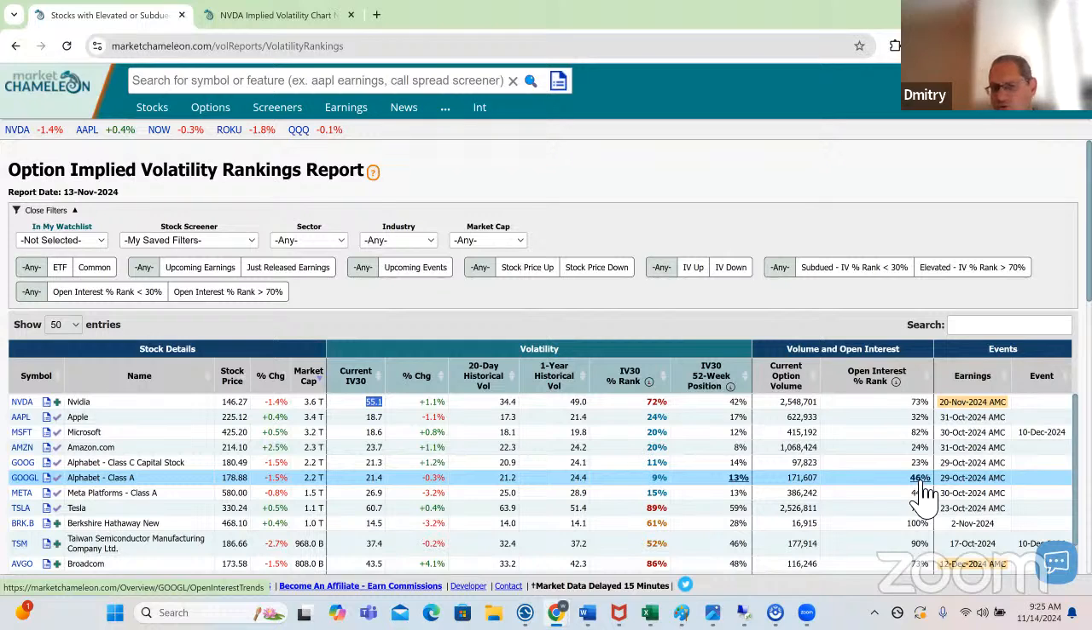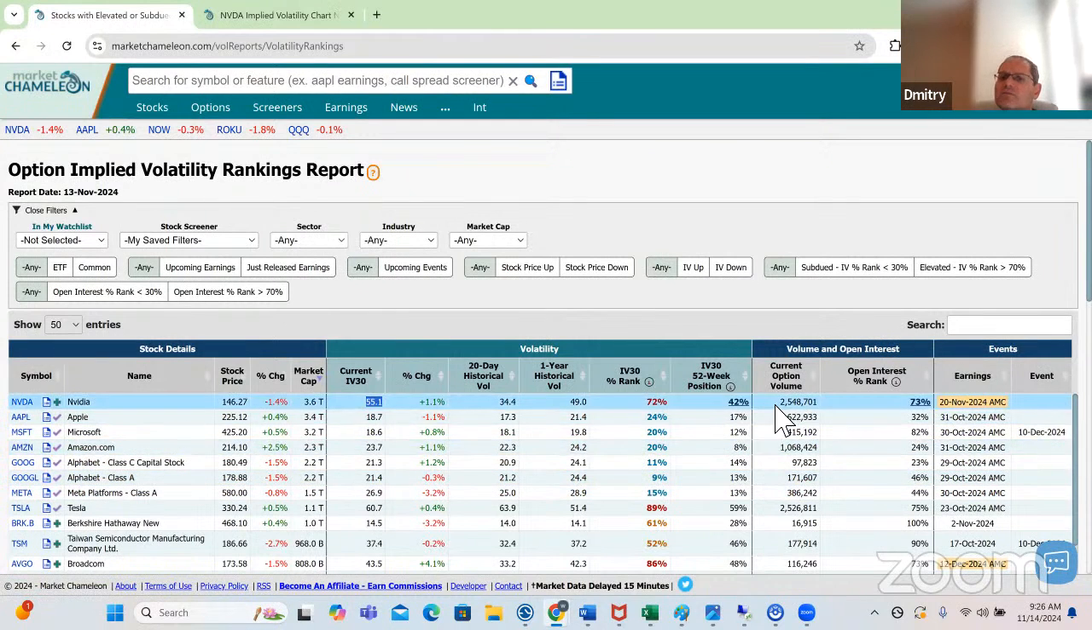So we might not have time for an actual filtering and screen today, but we could do that tomorrow. I'm just going over the next couple of tabs. Here, we have the current option volume. This just lets you know how busy these options are.